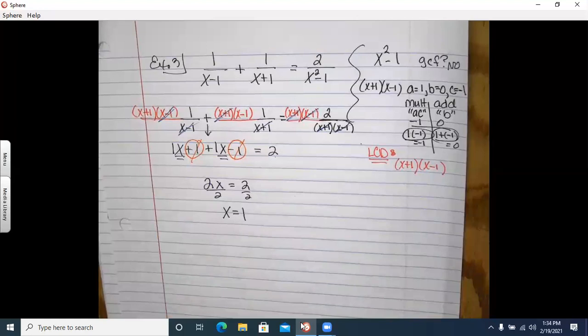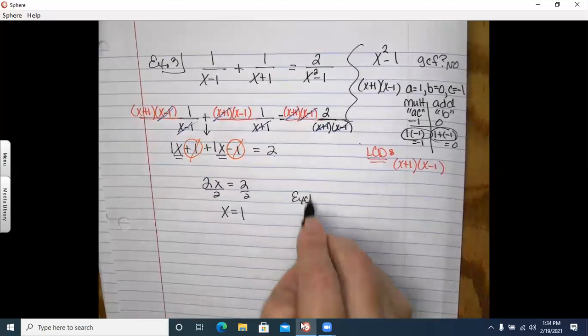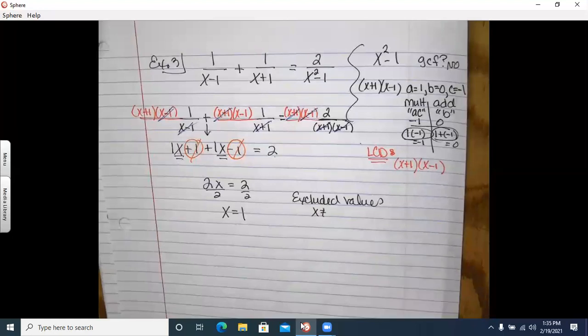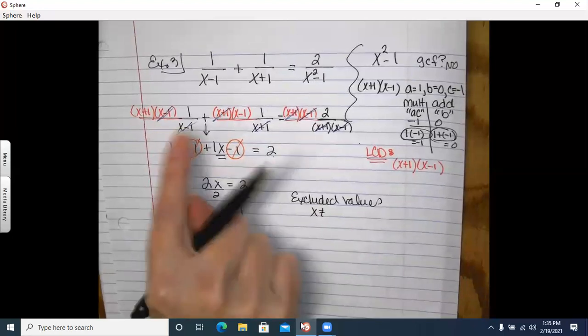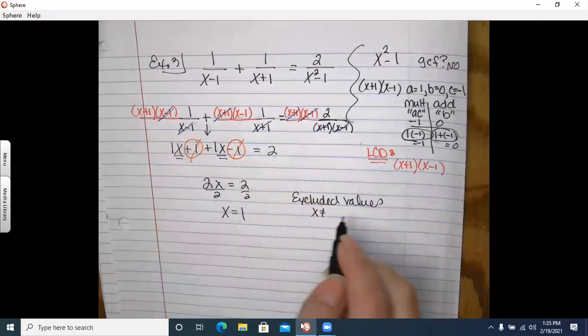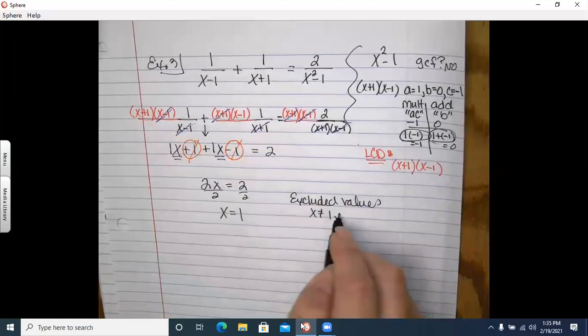We think that's our answer, but if you forget to check for restrictions and that's a restriction and you tell me that's your answer, you just got the whole problem wrong. So don't forget that. Restrictions, excluded values. That's what x cannot equal. If it does, it's extraneous. So let's go back up here to where we factored our denominators. So in this first factor, what would x have to be to give me 0 there? 1. So excluded value of 1. What about for x plus 1? -1. And then these two would be +1, -1, same thing, right?